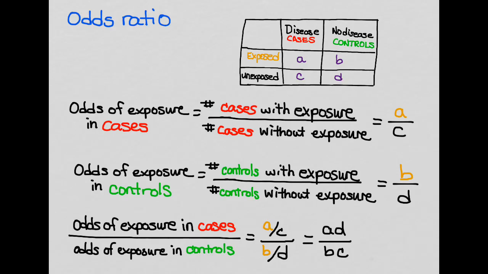To calculate the odds ratio, which as we said is the odds of exposure in the cases over the odds of exposure in controls, we simply take those odds. We take the odds of exposure in cases, A over C, and that's all over B over D, and that ends up being AD over BC. And so that is the odds ratio. Another way of calculating it is to look at each of the corners: you multiply A by D, and that is over B times C. That's a really quick, easy way to remember how to calculate the odds ratio.